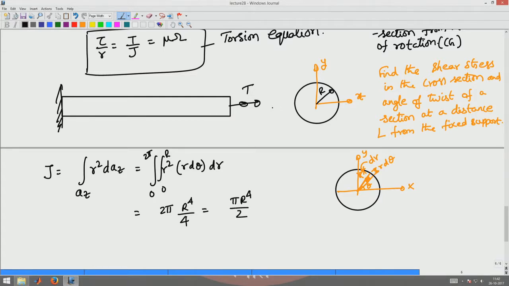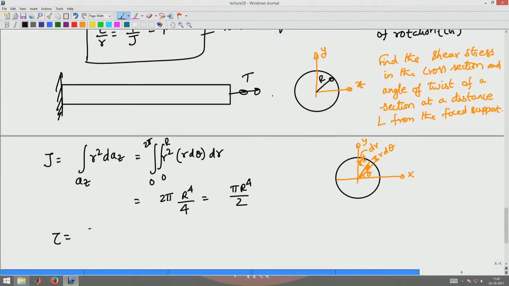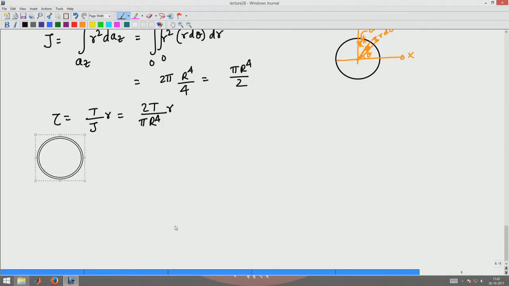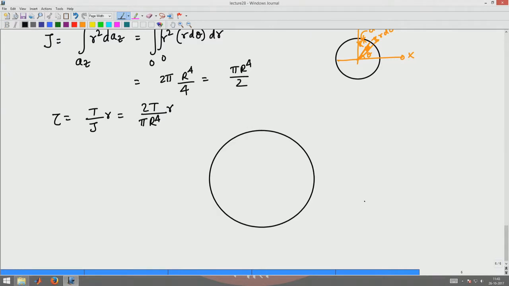So my shear stress expression becomes T by J into r, the radial location. That will be 2T by pi r power 4 into r. Now let's see how this variation of the shear stress occurs in the cross section. I have this cross section which I have zoomed out. The center of the cross section is here, this is x, this is y.